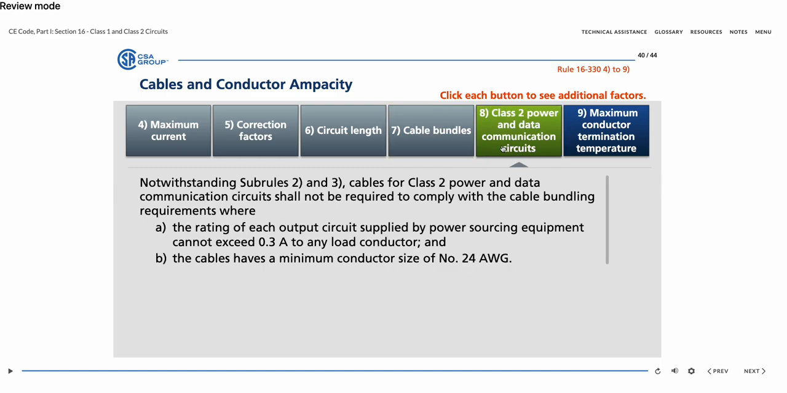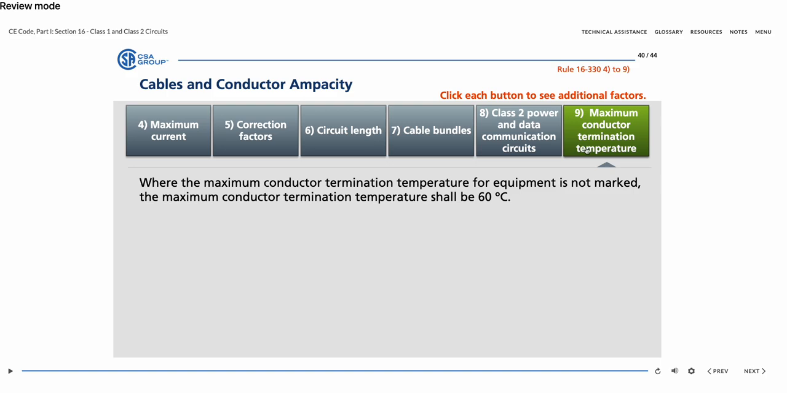Notwithstanding Sub-Rules 2 and 3, cables for Class 2 power and data communication circuits shall not be required to comply with the cable bundling requirements where the rating of each output circuit supplied by power sourcing equipment cannot exceed 0.3 amps to any load conductor, and the cables have a minimum conductor size of number 24 AWG. Where the maximum conductor termination temperature for equipment is not marked, the maximum conductor termination temperature shall be 60 degrees Celsius.